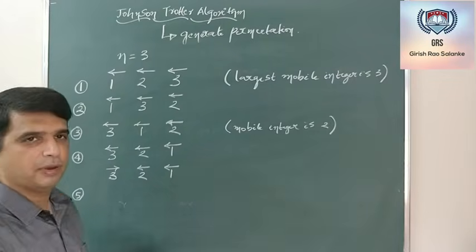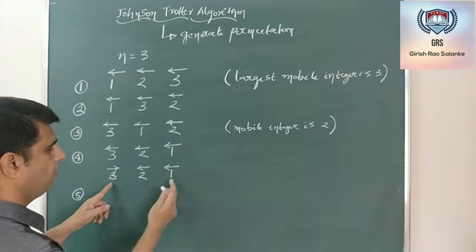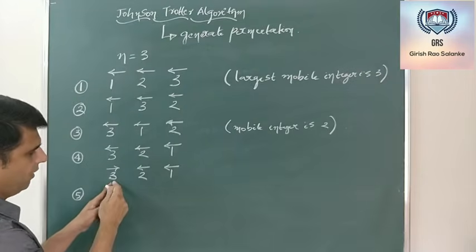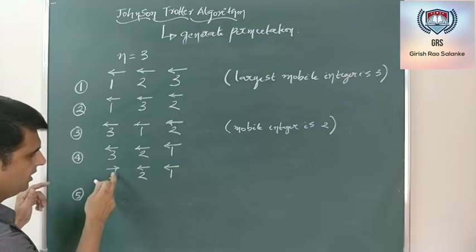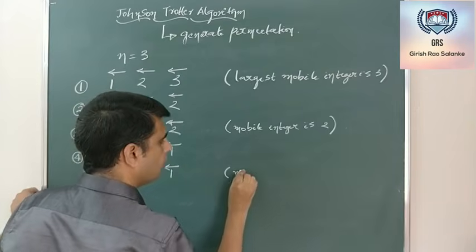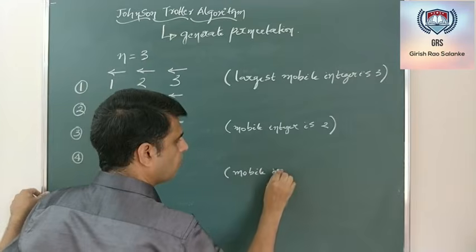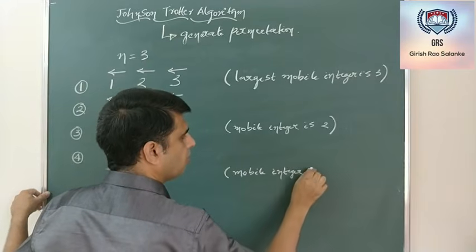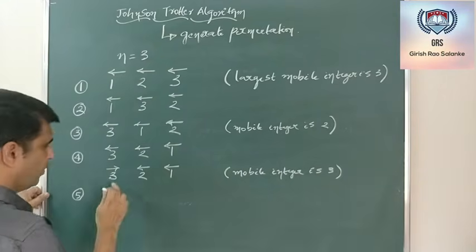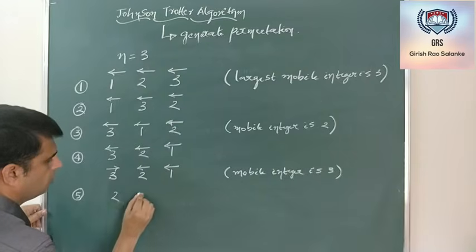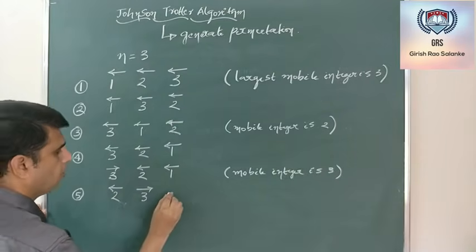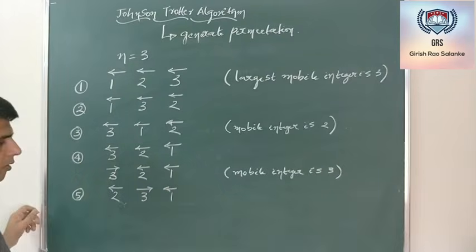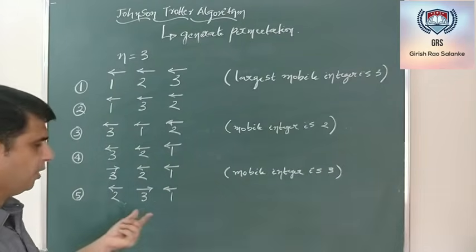Now coming to the fifth permutation, which is the mobile integer here? The mobile integer is the number which is pointing to a lower number. In this example, 3 is pointing to 2. Here, the mobile integer is 3. Now swap 3 and 2. So 2, 3, 1. This is the fifth permutation.